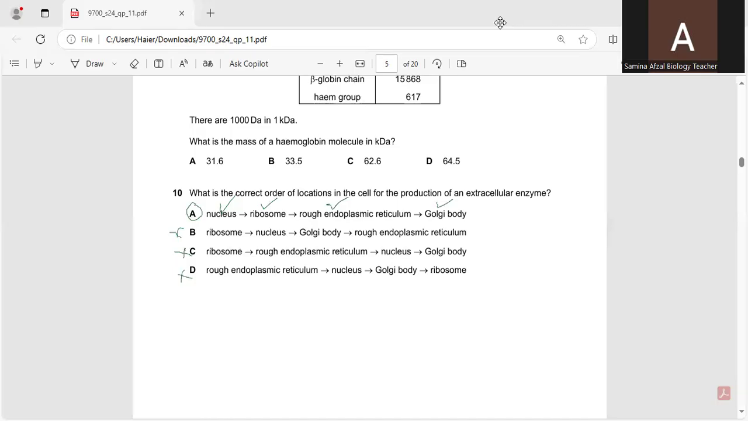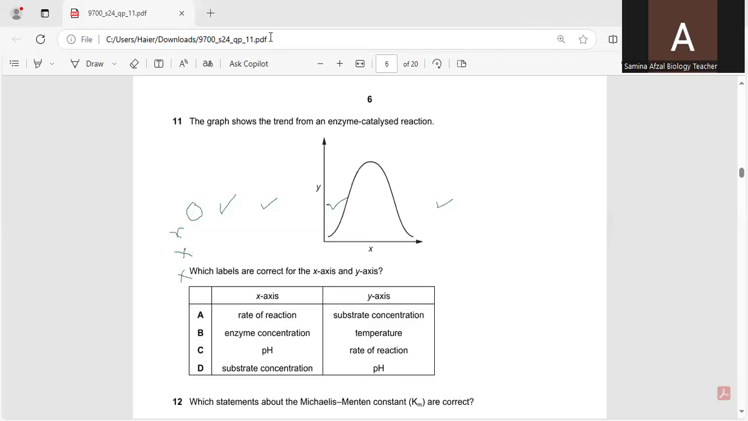Now we will move to question number 11. The graph shows the trend from an enzyme catalyzed reaction. Which labels are correct for the x-axis and y-axis? They have given us 4 options. Rate of reaction is always, because this is the dependent value, we will take it on the left side, rate of reaction.